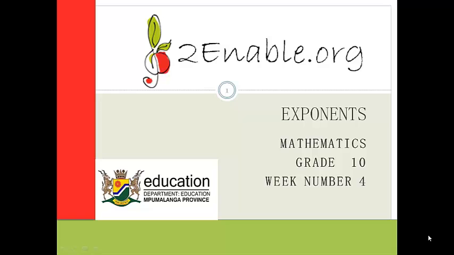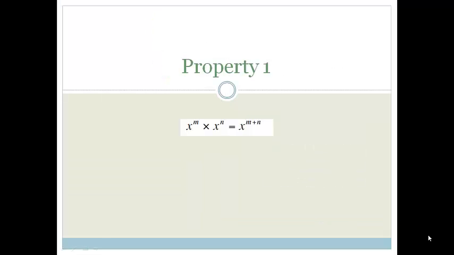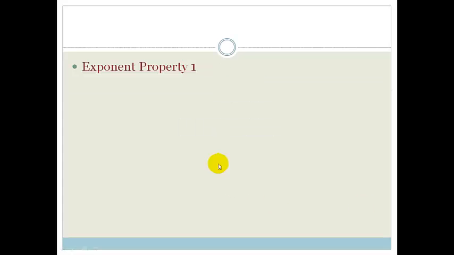In this lesson, we're going to be looking at exponents. What I've done is divide the lessons on exponents up into their different properties. So in this lesson, we're just going to be looking at property number 1. It doesn't matter about the order. The property that we're going to be looking at is that x to the power of m times x to the power of n is equal to x to the m plus n. So let's look at that property.